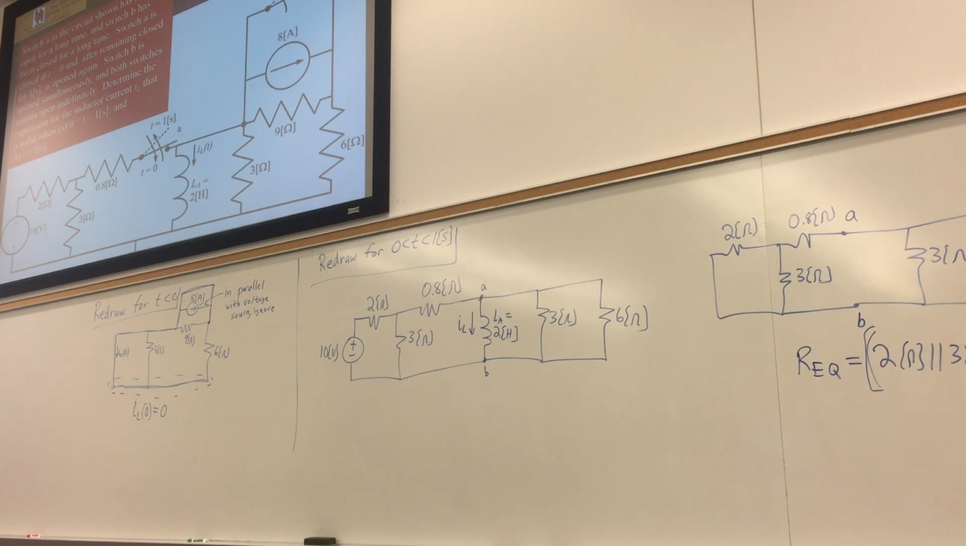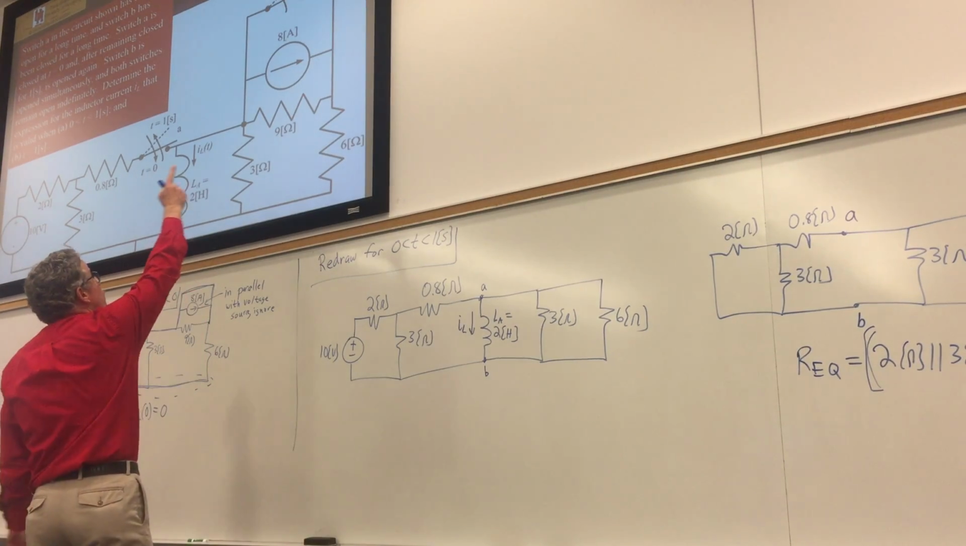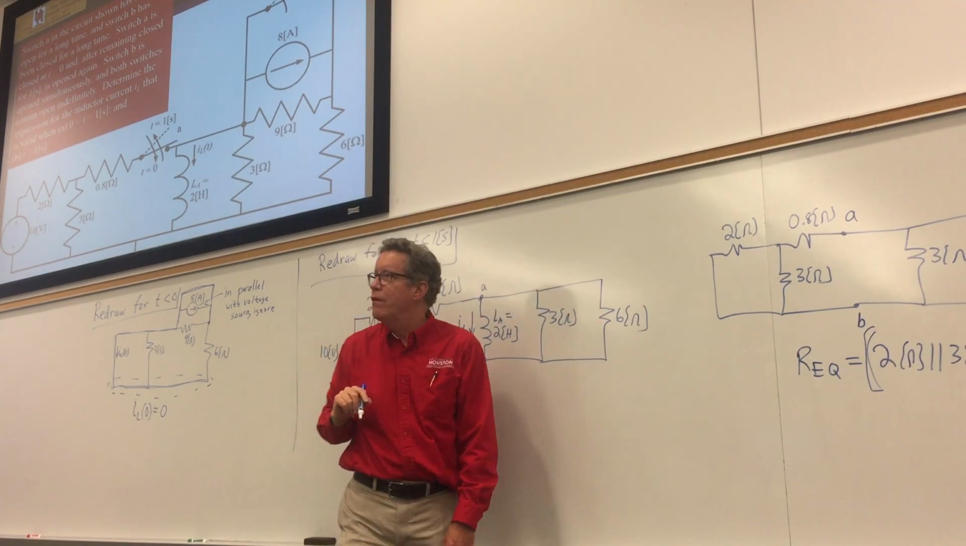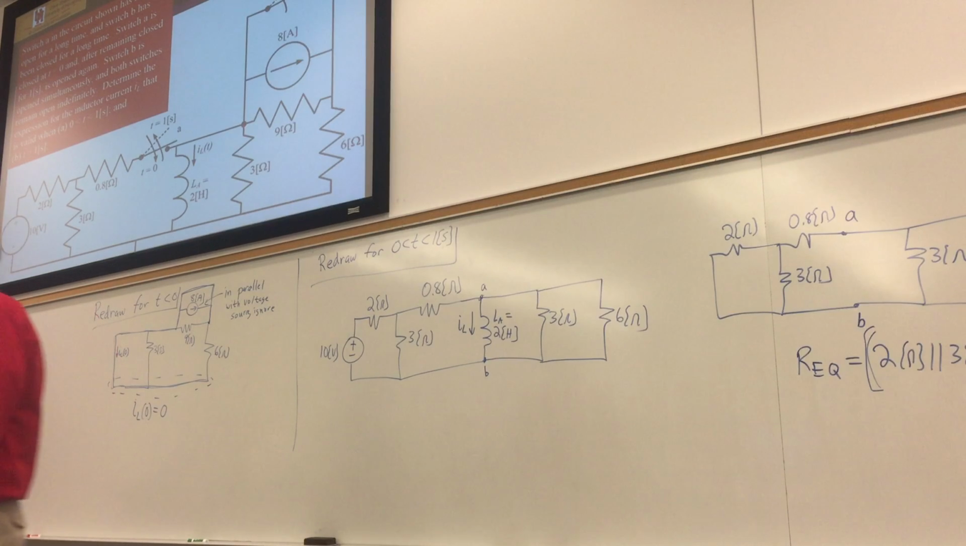Say again, say it loud. What happened to 9 ohms? He gave us a hint. He said anything in parallel with a voltage source can be ignored when I'm looking outside the parallel combination. That switch is closed, which meant that wire is in parallel with the 9 ohm resistor. It's going to come into play the next time period. Right now, don't need it. Okay?